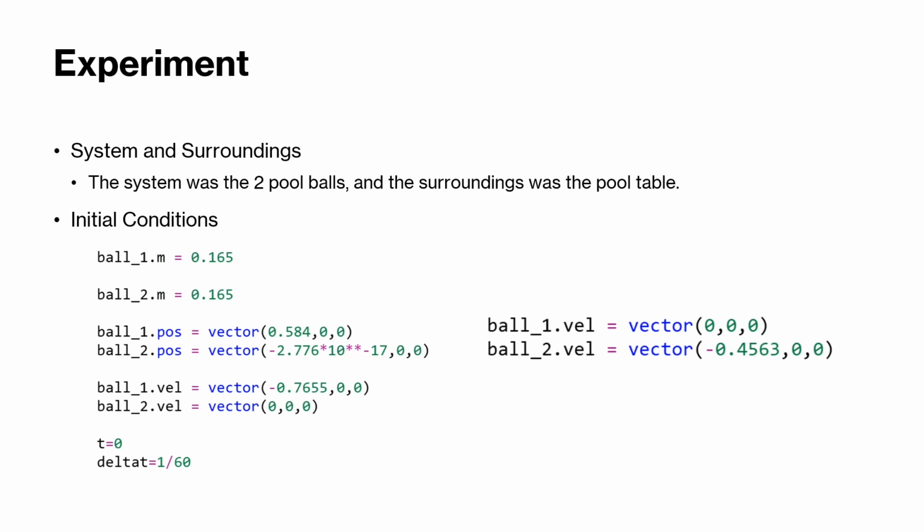The initial conditions were that the mass of both of the pool balls was 0.165 kilograms, and there you have their initial positions with our origin and everything. Then you also have the initial velocities before the collision, and these are the initial velocities after the collision. We start at t equals 0, and then delta t progresses by 1/60.